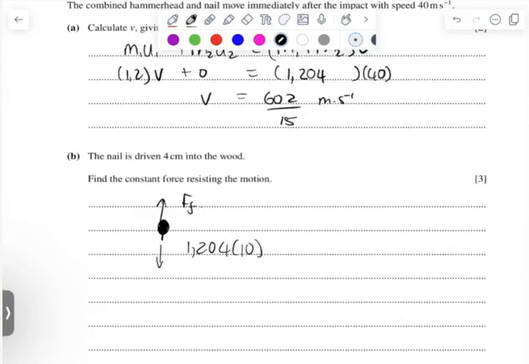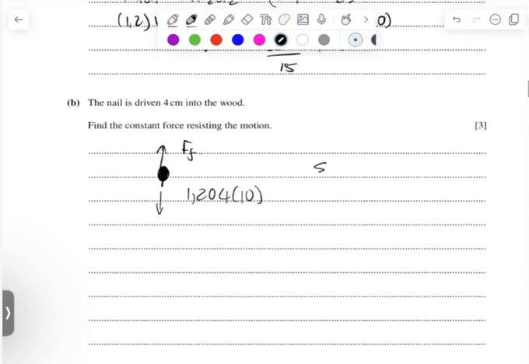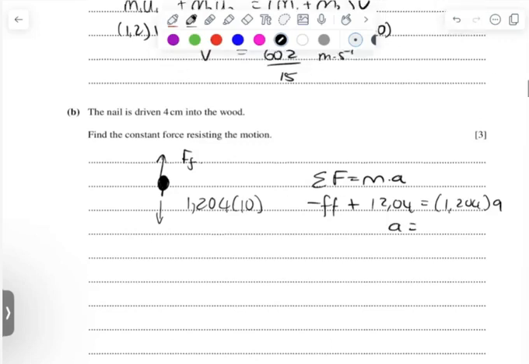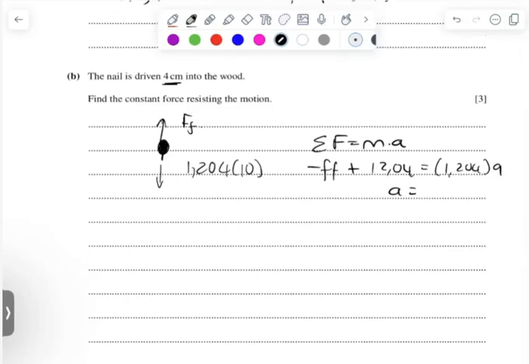So we can work out our acceleration. That would be the first thing. I don't think there's any other forces. We've got the weight of them. There's no longer a driving force because the hammerhead was dropped onto the nail. So we've got minus friction plus 12.04 is equal to 1.204 times A. So the acceleration of these particles, we can't work this out yet, but we know it's gone 4 centimeters. I'm going to come back to that because I don't have acceleration and I don't have frictional force. So there's two things I don't know.